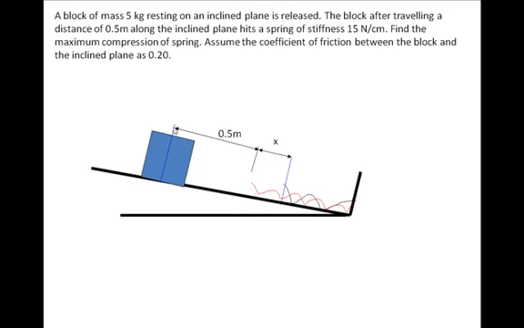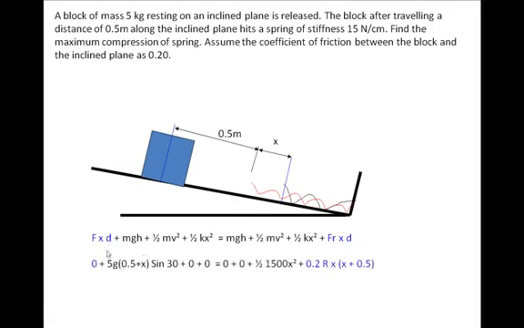So what we are going to do is take this as position 1, and when it stops as position 2, and write the energy equation as before. So that will be F into D, which will be 0. Now you see, we'll take this position where it stops as the reference level. Then this position is this distance times sine 30. So (0.5 plus x) sine 30 is this height. That will be h, and mg is 5g.